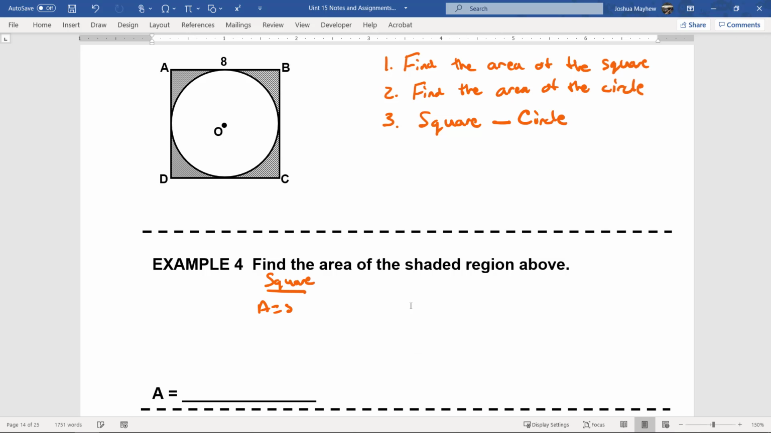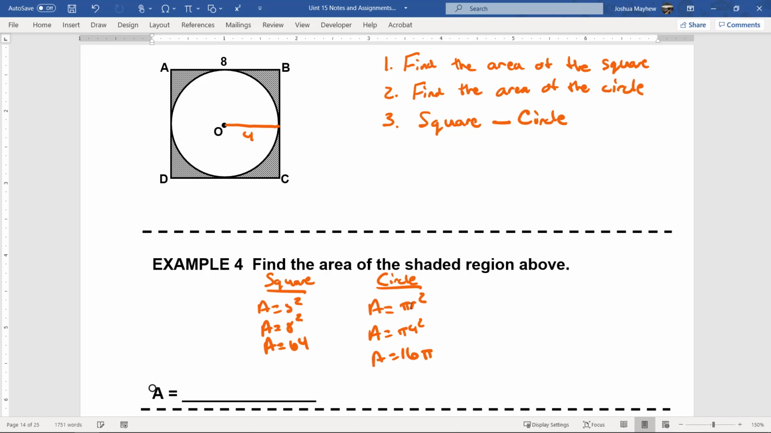Area of a square, sides squared, length of the sides 8. 8 squared, 64. Okay. Then we're going to find the area of the circle. Area of a circle is pi r squared. Well, we need to know what the radius is. If the diameter is 8, the radius must be 4. So pi times 4 squared, which is 16 pi.